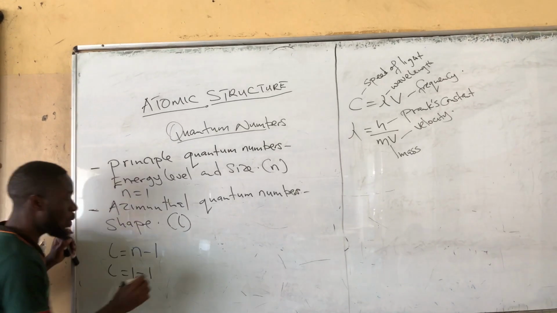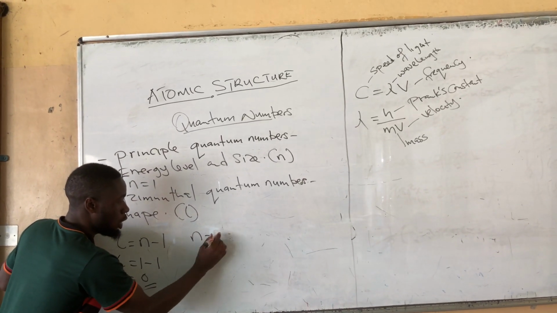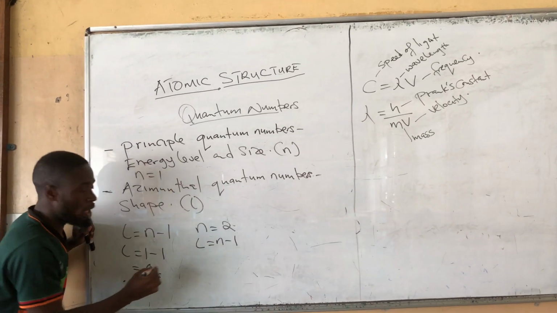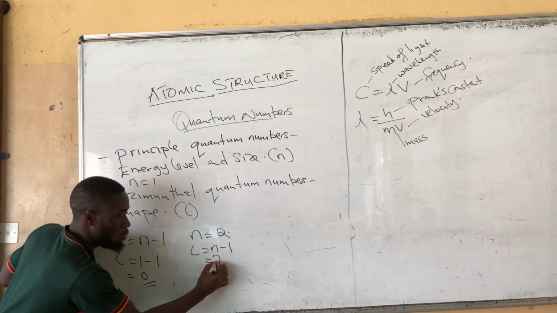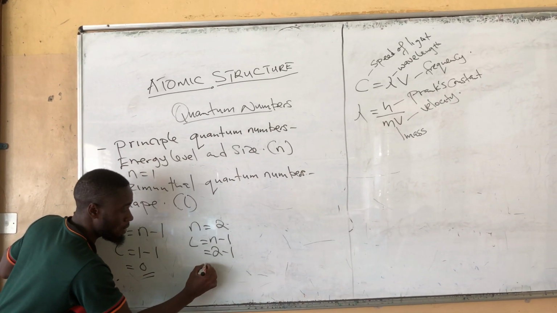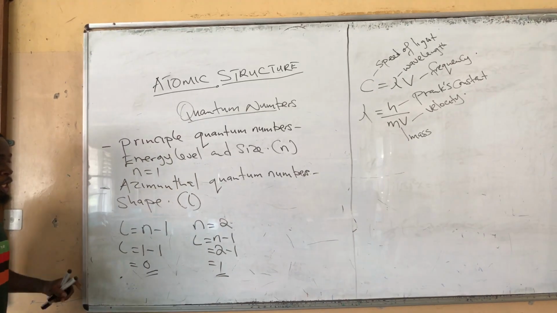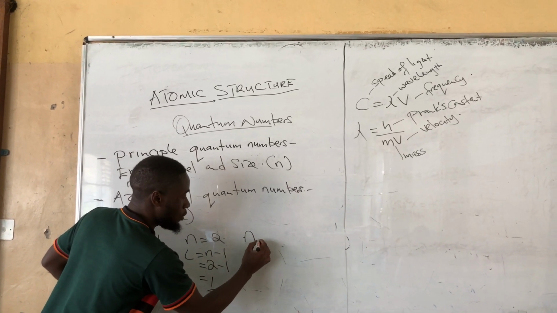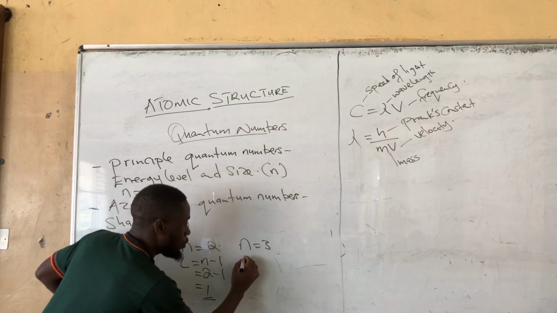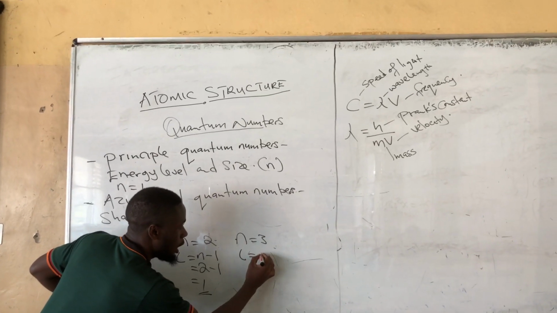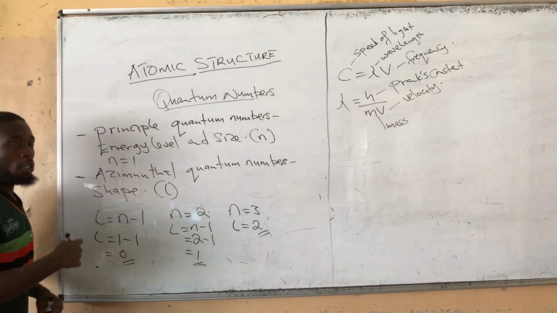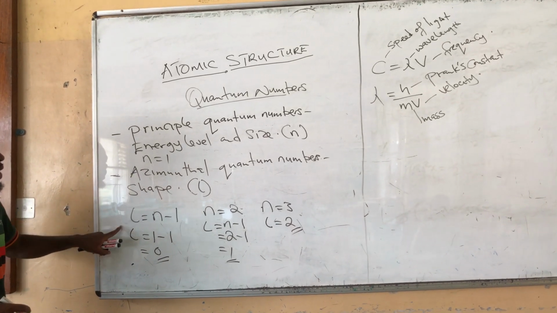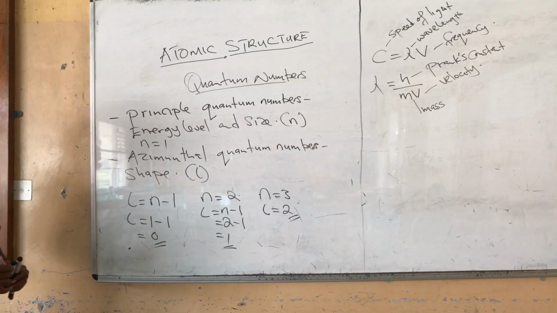So when N is equal to 1, the azimuthal quantum number is equal to 0. What about when N is equal to 2? We use the same formula: L is equal to N minus 1, so 2 minus 1. What is the answer? It's 1. What about when N is equal to 3? L is equal to 2. So they go on and on. This is how you find the azimuthal quantum numbers from the principal quantum numbers.